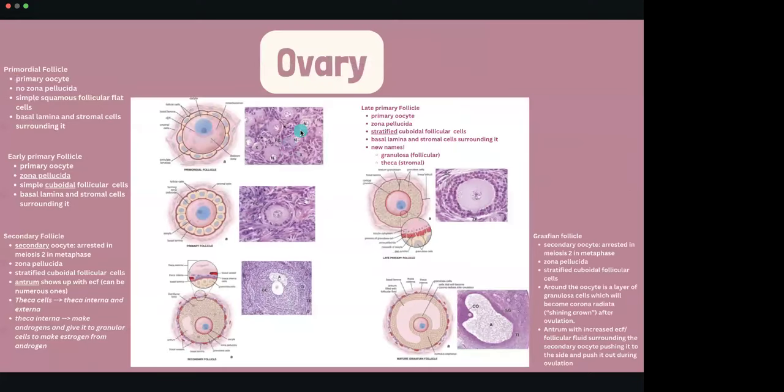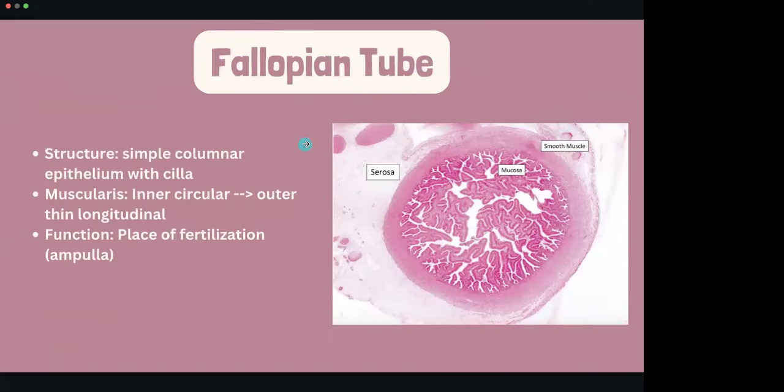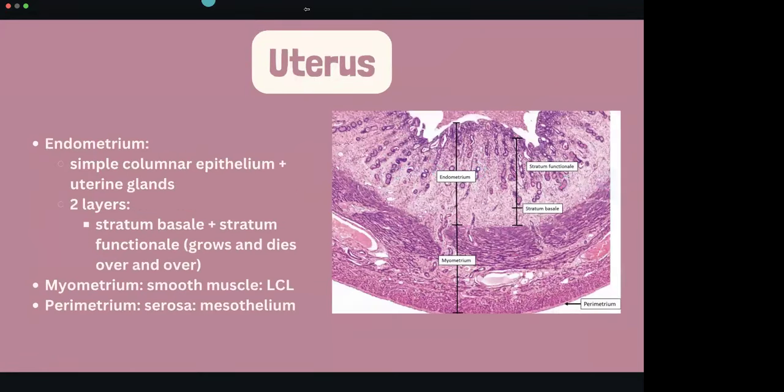Okay, so that's it for the ovary. Now the fallopian tube. The fallopian tube is lined by simple columnar epithelium with cilia, and it has a muscularis layer with an inner circular and an outer thin longitudinal layer. And the place of fertilization in the fallopian tube is the ampulla. Again, I only included the important parts, which I think you're going to be tested on based on previous batch questions and the review.